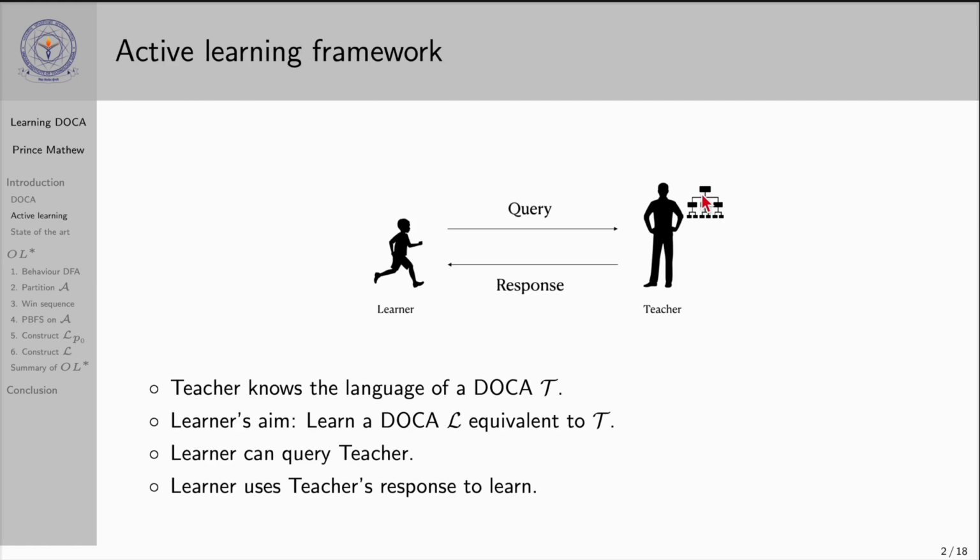What we are interested in is active learning of one-counter automata. In an active learning framework, you have a learner and a teacher. In our setting, we assume that the teacher knows a DOCA T. The learner's aim is to learn a DOCA L equivalent to T. The learner can query the teacher, and based on the teacher's response, the learner tries to construct an automaton L that is equivalent to T.